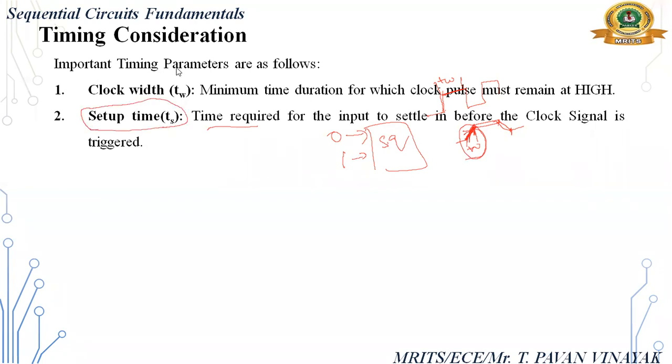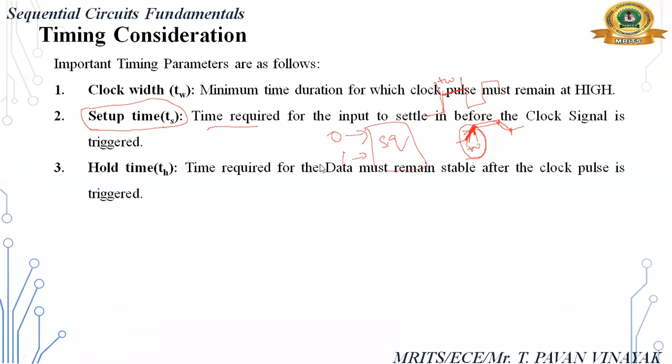Next, hold time. The time required for data to remain stable. So in edge triggering, this is the time at which the flip flop will be in stable state, right? So this time is referred to as hold time.